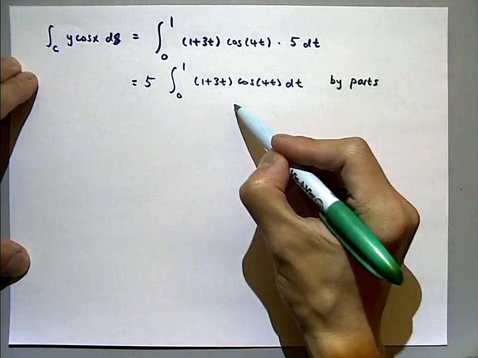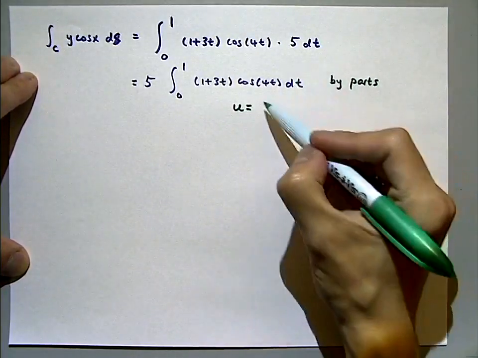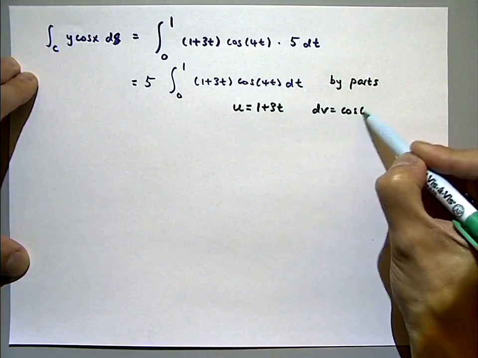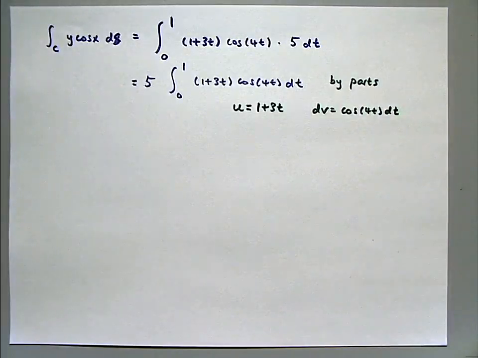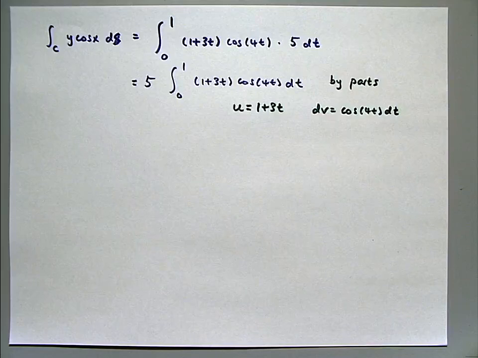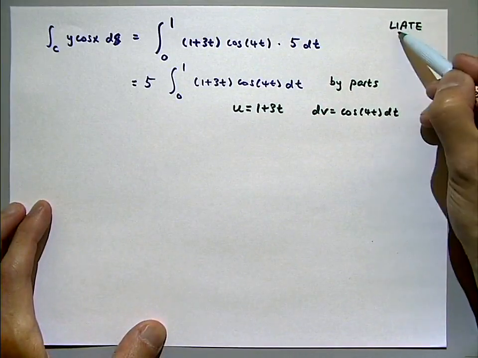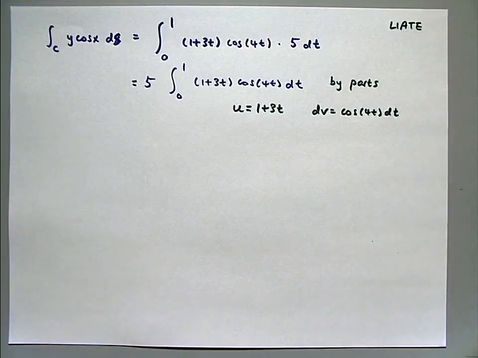So what should u be? You're on a roll. What's that? 1 plus 3t? Good. And dv is the other choice, whatever we didn't choose. Okay, remember the order to choose your u? Logarithmic, inverse trig, algebraic, trig, exponential, right? That's the way you choose your u and dv.